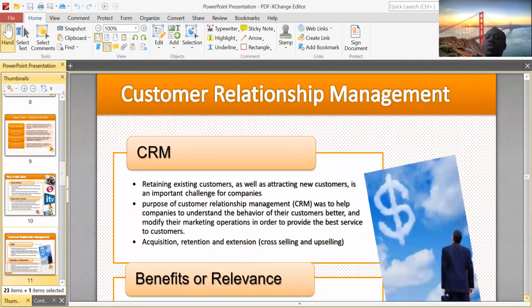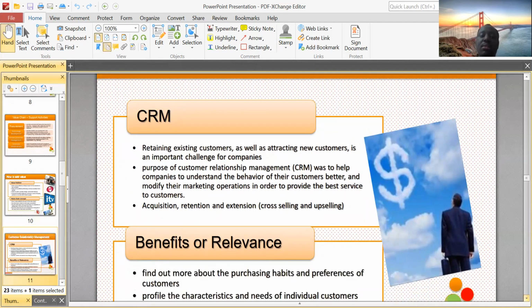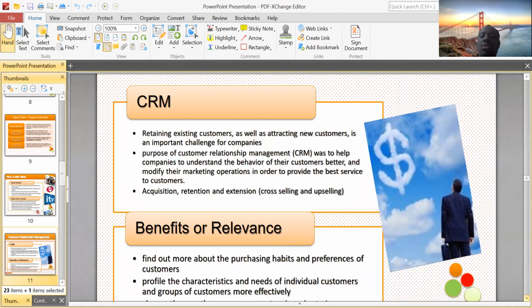Okay, so we can't talk about value without talking about customer relationship. It is the relationship with the customer that helps to deliver value. So one key tool that's important is customer relationship management. And in customer relationship management, we are talking about three important things. I call them A-R-E. We talk about customer acquisition, customer retention, and customer extension. Three phenomenal strategies when it comes to CRM.